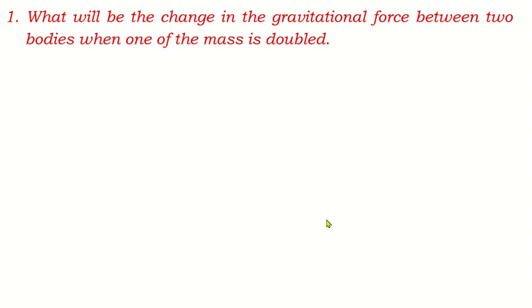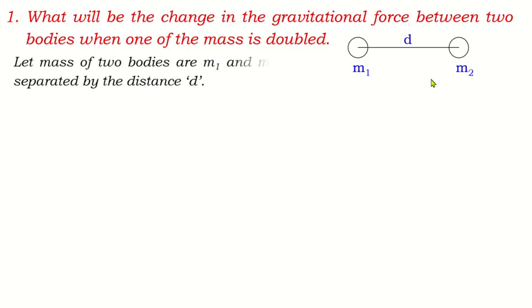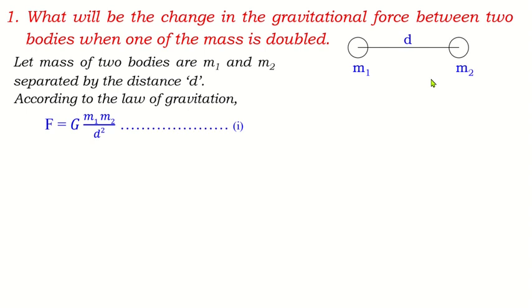What will be the change in the gravitational force between two bodies when one of the masses is doubled? Let's say this diagram represents the masses of two bodies m1 and m2, separated by a distance d. The same we can write this way: let the masses of two bodies be m1 and m2 separated by the distance d. We are going through the solution. According to Newton's law of gravitation, the gravitational force between these two bodies is, as I told you just before this slide, F equal to G m1 m2 by d square.